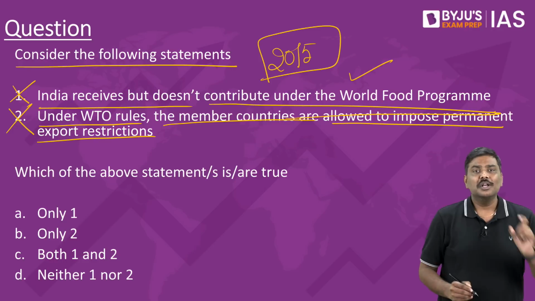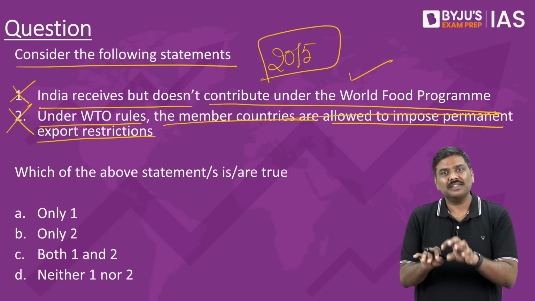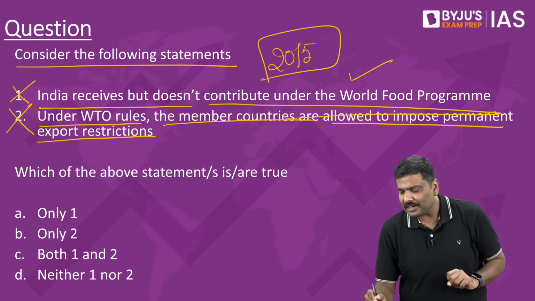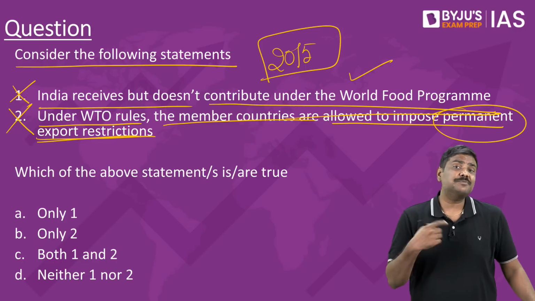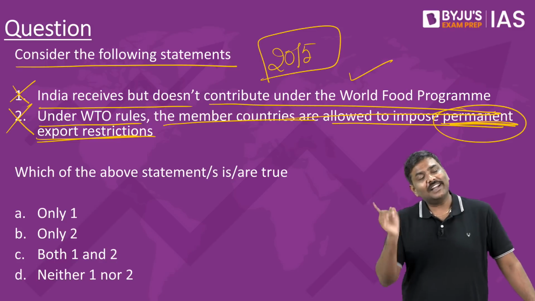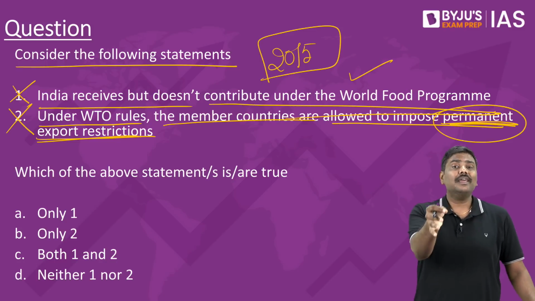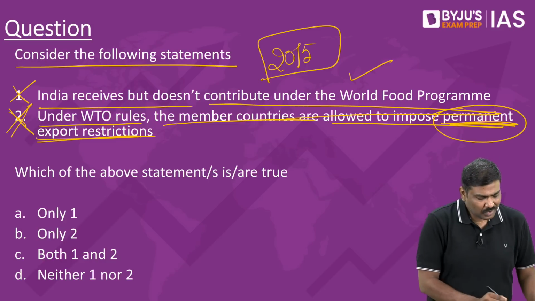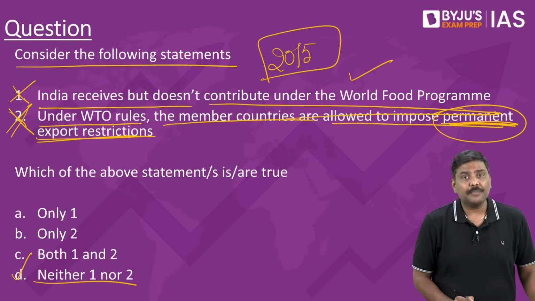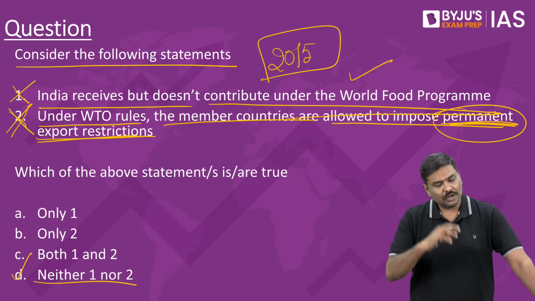Statement 2 is wrong. Please understand, I am asking: are countries allowed to impose permanent export restrictions? No. They are allowed to impose temporary export restrictions, not permanent. So the second statement is wrong. The right option for this particular question is option D, neither 1 nor 2.